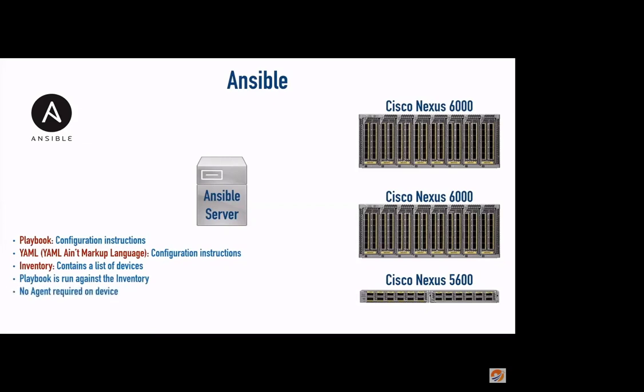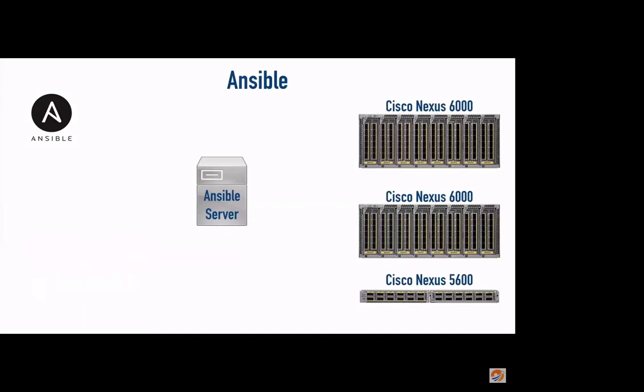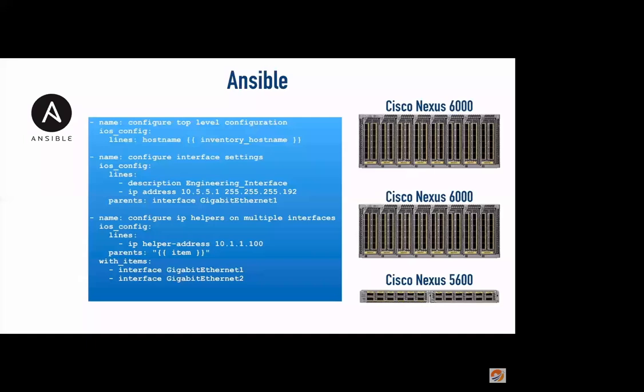Now let's take a look at what this YAML configuration might look like. And this is just a simple example. This is not an example we would be applying to these Cisco Nexus switches. But here, I think it's pretty readable. We see that we're applying a description of engineering interface and an IP address of 10.5.5.1 with a subnet mask of 255.255.255.192. We're applying that to a parent interface of interface gigabit Ethernet 1. And we're applying an IP helper address of 10.1.1.100 to a couple of parent items. Those items are interfaces gigabit Ethernet 1 and gigabit Ethernet 2.